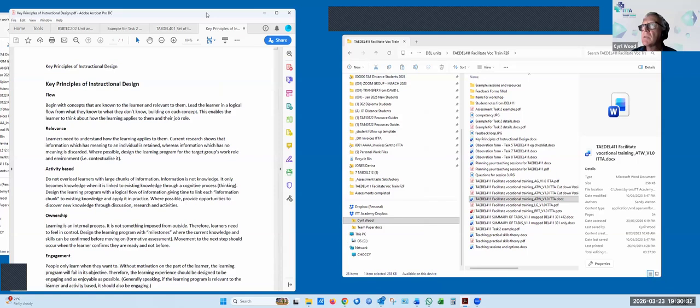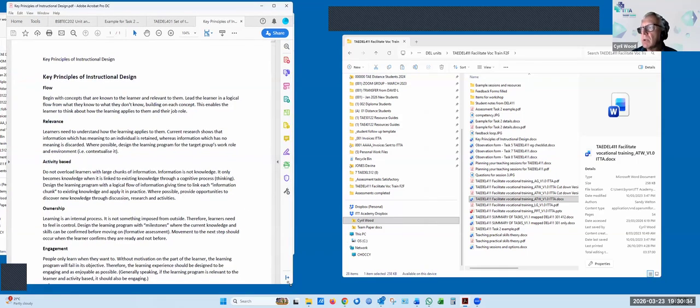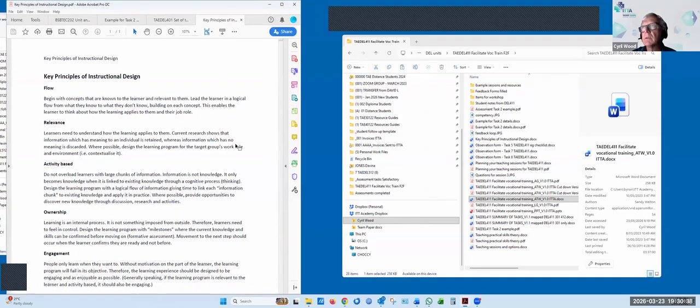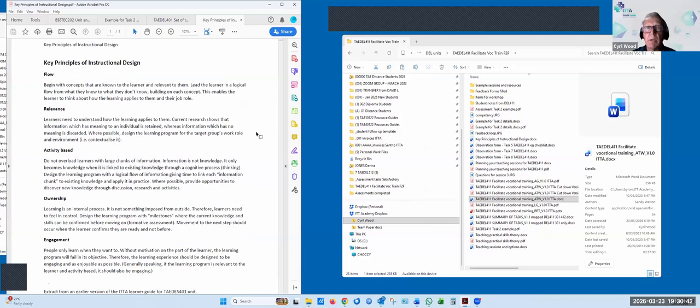Now, can you see this particular document? It's called Key Principles of Instructional Design. Yes? Okay. So this came from another ITTA booklet, an earlier version of the learning guide for this unit. It talks about instructional design. It's the key thing you should think about, and I mentioned them during this time.